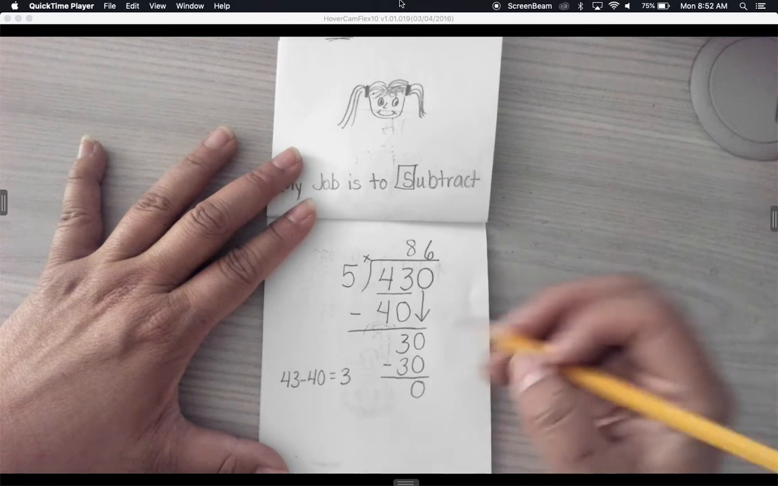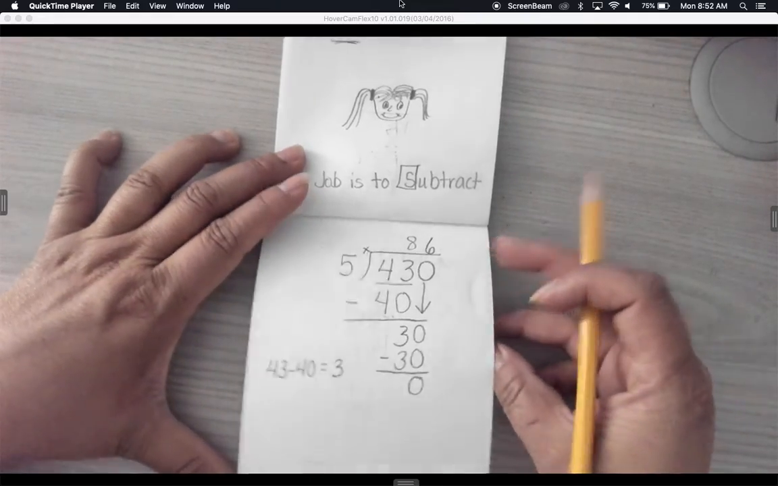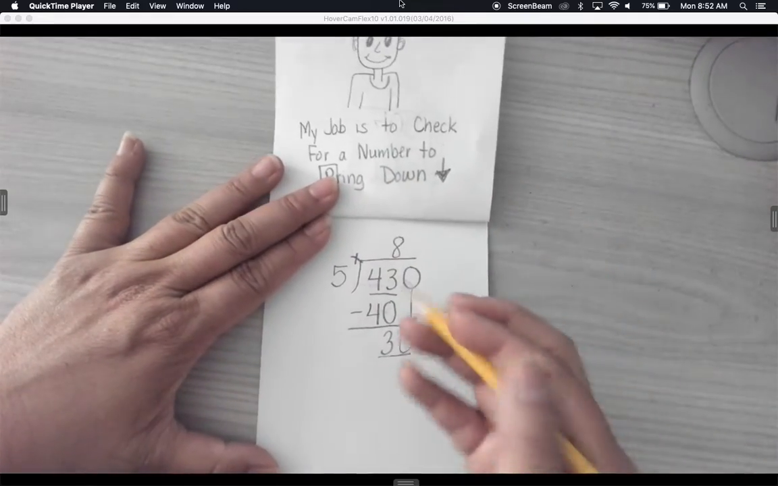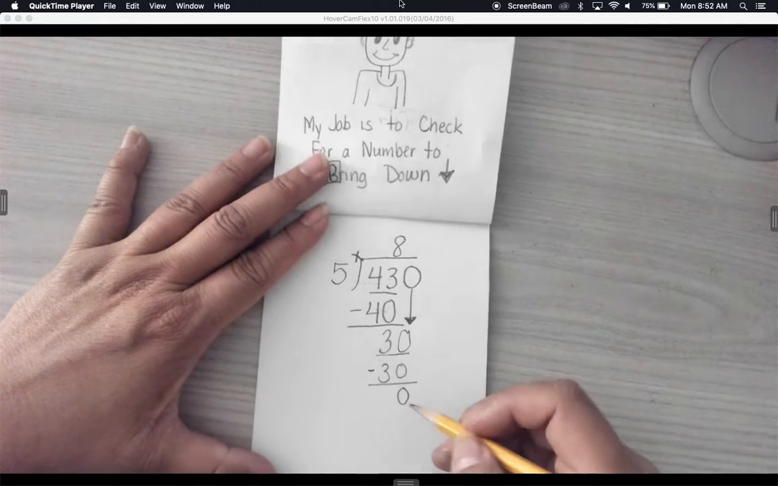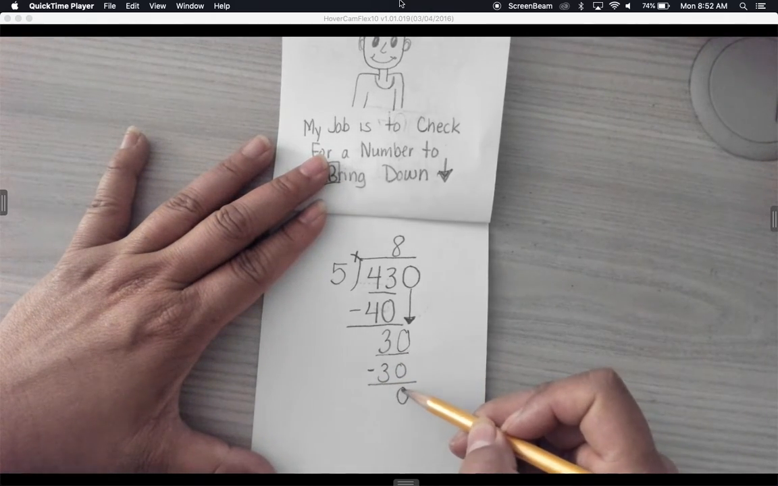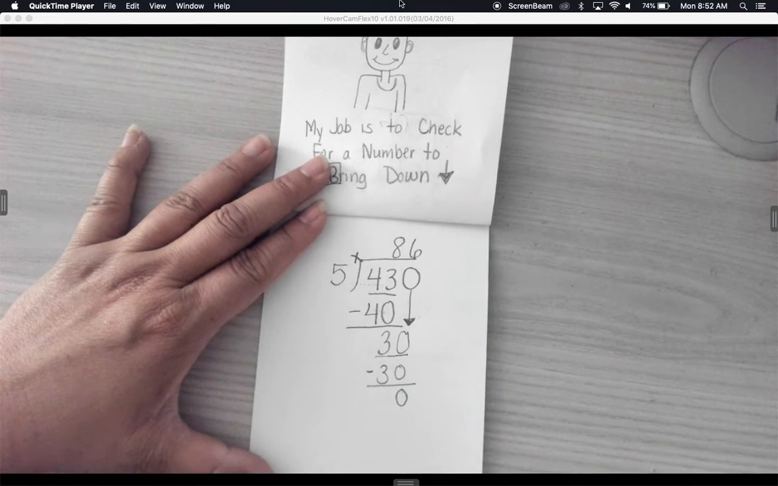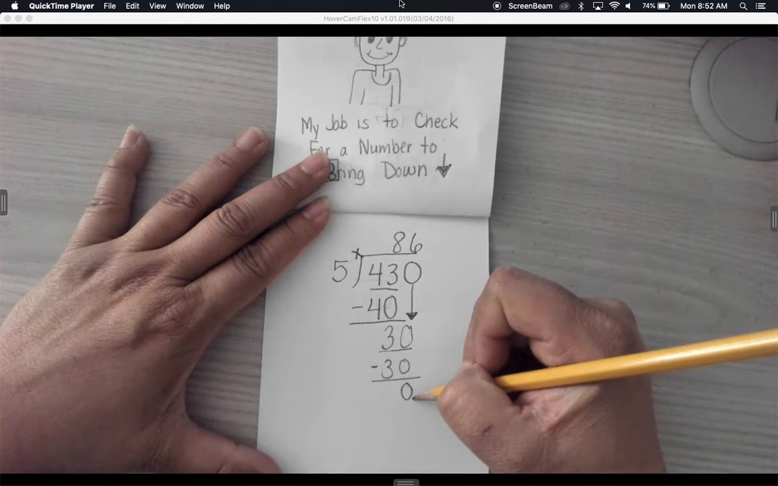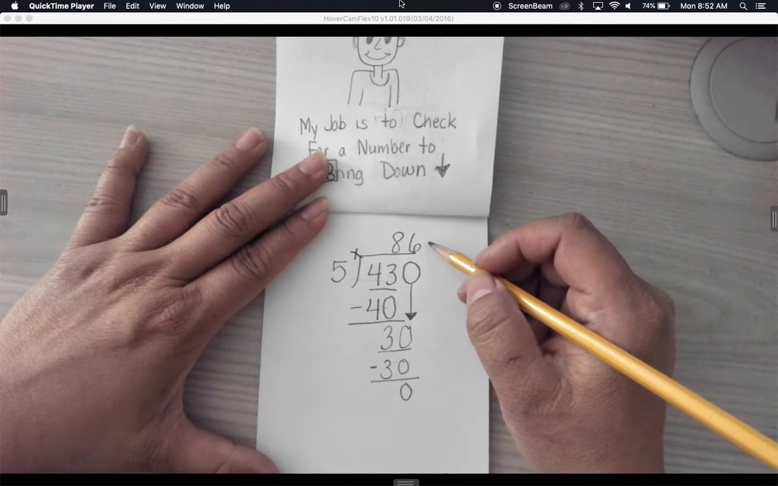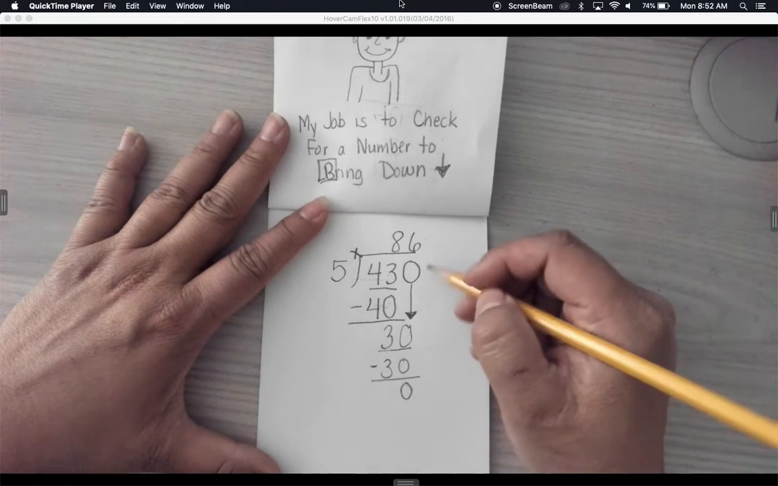Do I have a remainder? No. All right, but that's whose job? Brother's job to check to see if we have a remainder. And if we have a remainder, brother will tell. Oh, I didn't put it here. Do we have a remainder? We have remainder 0. Do we write it? No. So brother told me to bring down the 0.